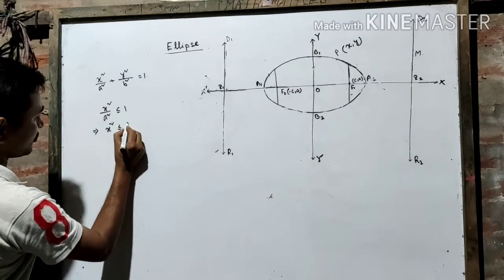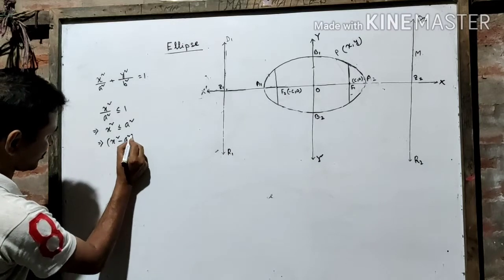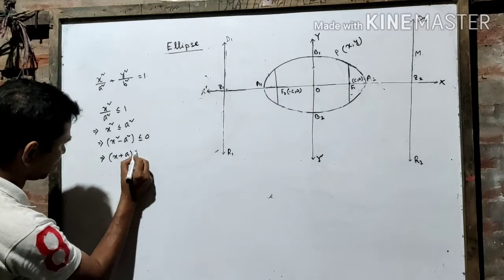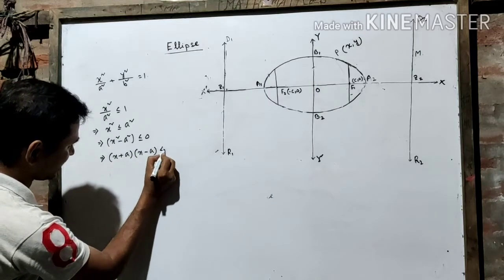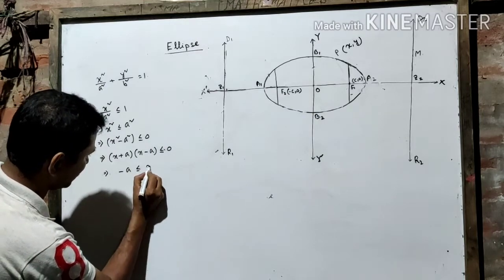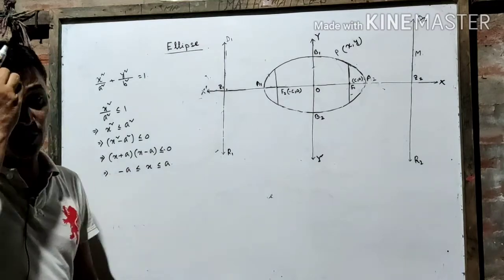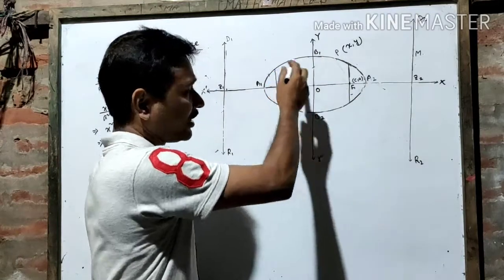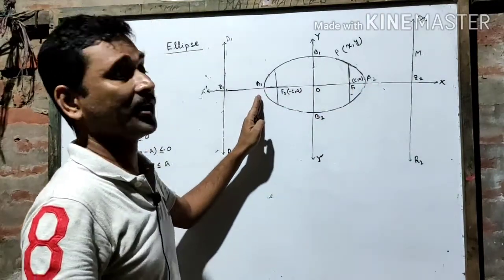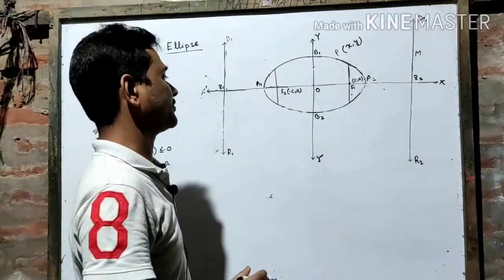This implies x square is less than or equal to a square. This implies x square minus a square is less than or equal to 0. This implies x plus a into x minus a is less than or equal to 0. This implies minus a is less than or equal to x, less than or equal to a. So the x coordinate of any point on the ellipse lies between minus a and plus a. Minimum value of x is minus a and maximum value of x is plus a.